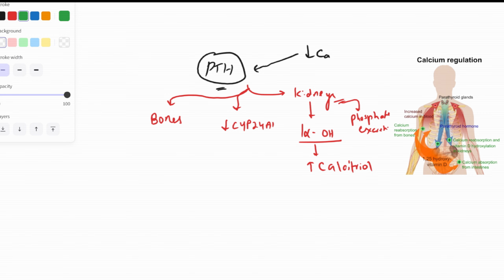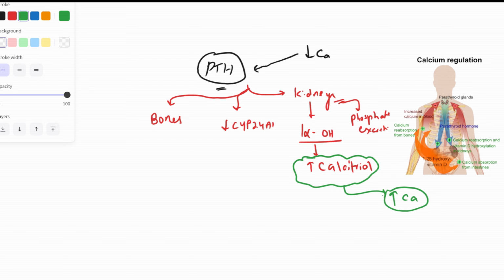The next player is calcitriol, which is 1,25-(OH)2 D, right? This is like the deputy chief of the village, okay? This deputy ensures things don't go overboard and that resources are not overutilized. High levels of calcitriol directly inhibit the synthesis and secretion of PTH from the parathyroid gland.